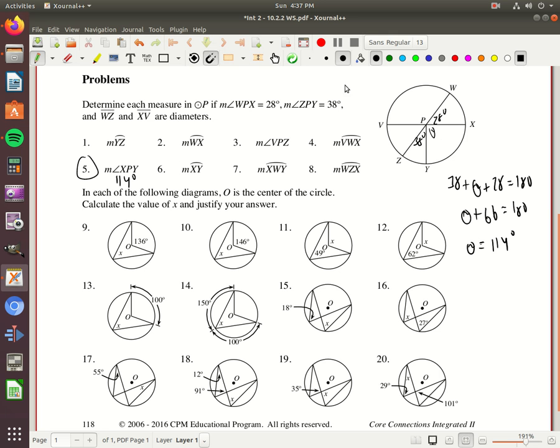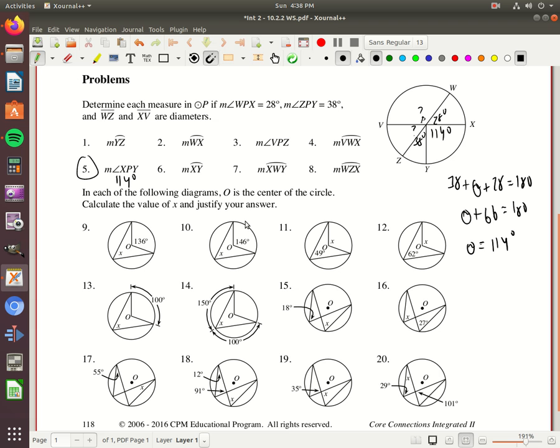And now that I know that this one is 114, I can use this information to help me solve other stuff. For instance, maybe I can solve this one. And then once I have this one, maybe I can solve this one. And that will help me then get the arc measures. So that's the idea behind 1 through 8, is sort of just using what you have and filling in the rest. If we go down to a question like number 14, same thing.